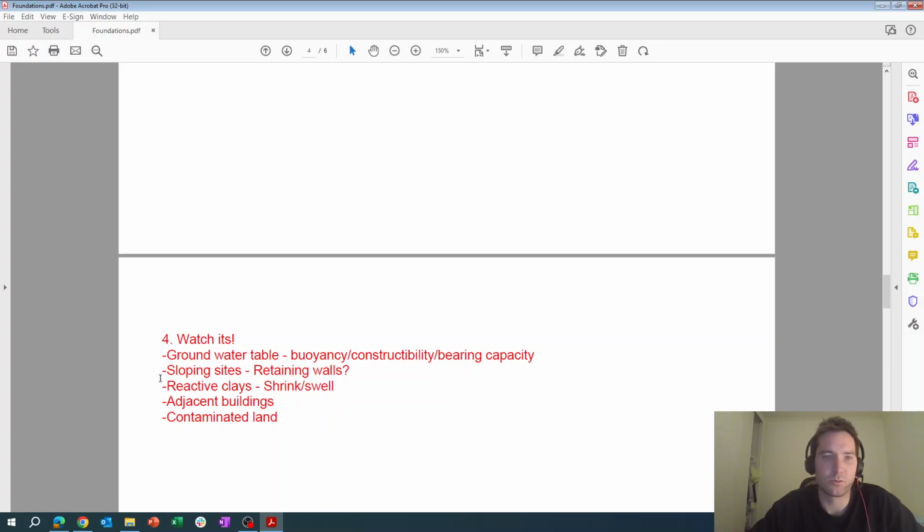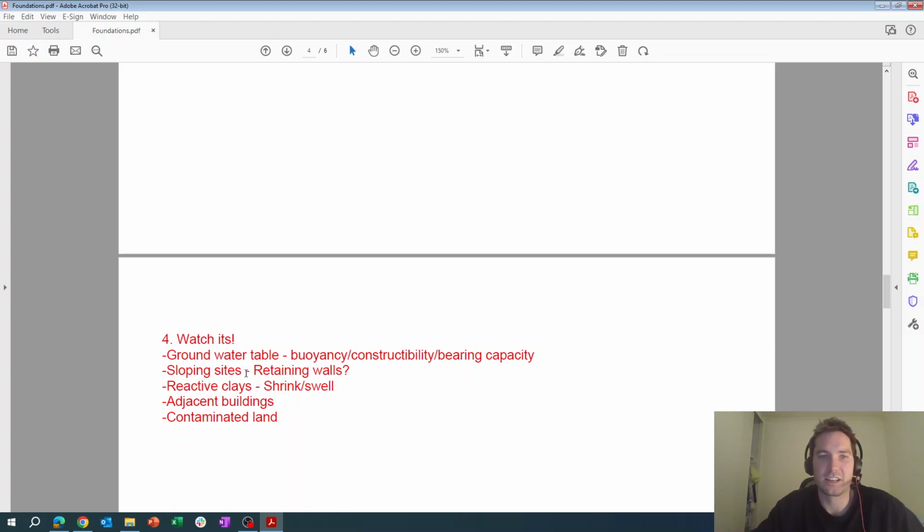Another one, if you've been told you've got reactive clays, that means the soil shrinks and swells. We need to accommodate that within our design. If there's an adjacent building, keep in mind that 45 degree angle of influence that the load spreads underneath a footing. If you're disturbing that, you're going to have to address that. That could be done with a sheet pile wall. But essentially, if you're excavating right next to an existing building with existing foundations, that's something to address.